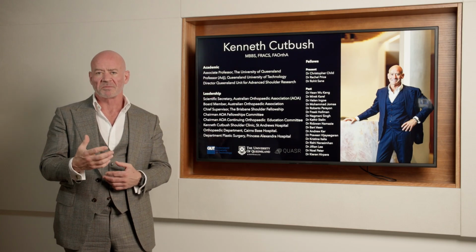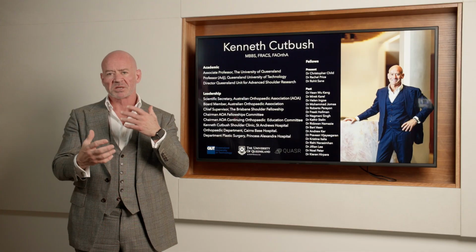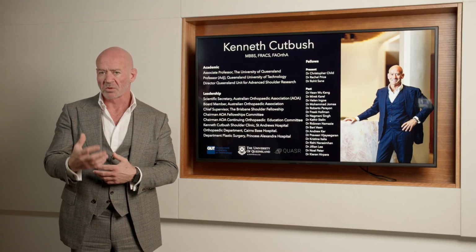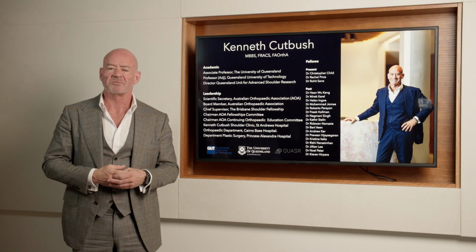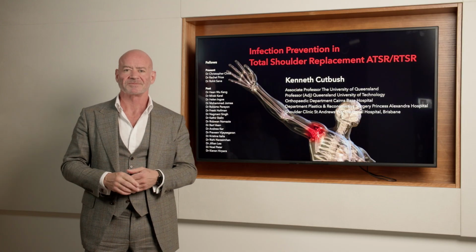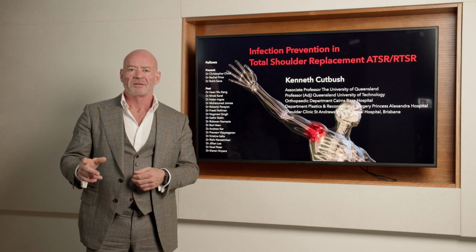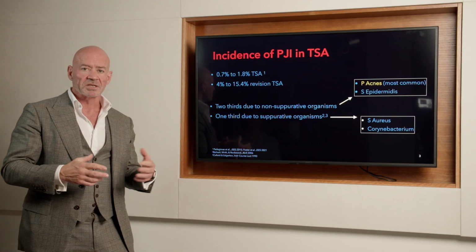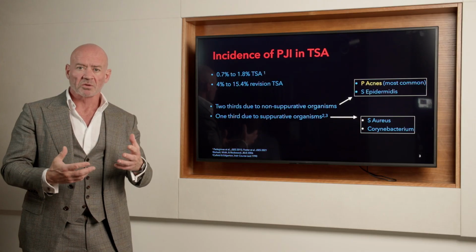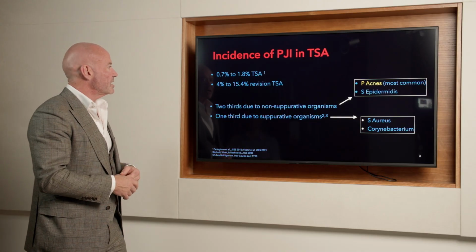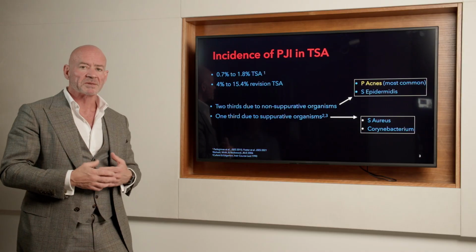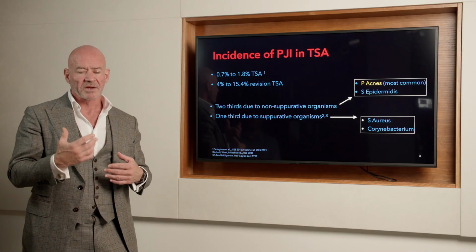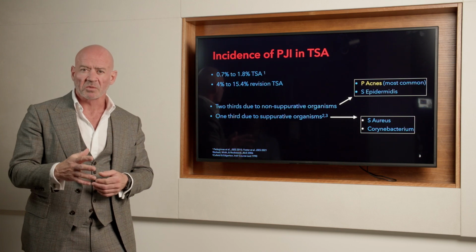I'd like to talk to you about my preparation protocol to prevent infection when you're coming in for a shoulder replacement, either an anatomic or a reverse total shoulder replacement. The incidence of prosthetic joint infection for total shoulder replacement arthroplasty is about 0.7 to 1.8% worldwide. My infection rate is much lower than that. We're well under 1%.